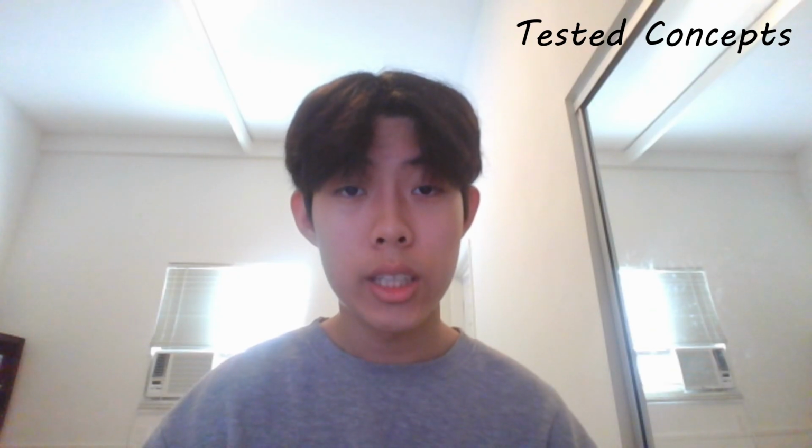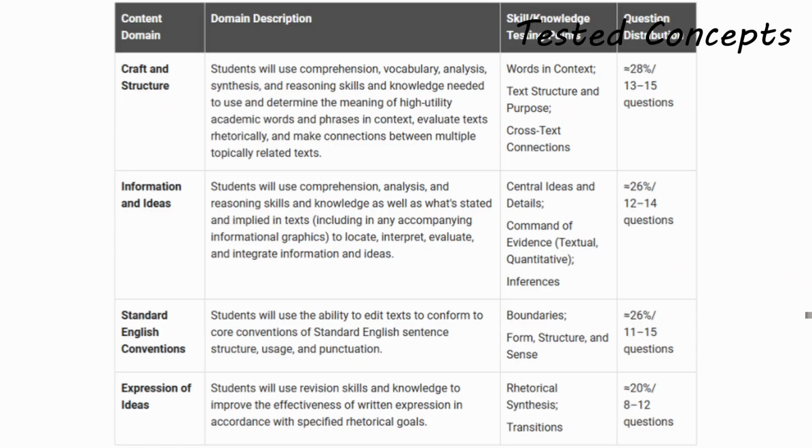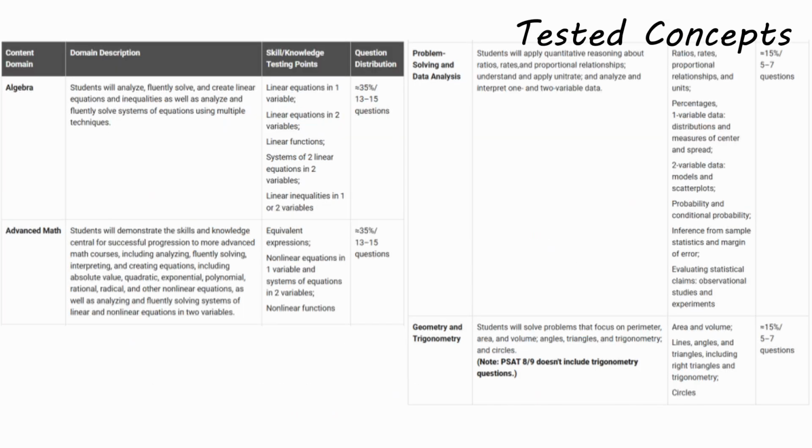In the SAT, you'll be tested on 8 concepts in total. For reading and writing, you will be tested on the following: craft and structure, information and ideas, standard English conventions, and expression of ideas. For math, you will be tested on algebra, advanced math, problem solving and data analysis, and finally, geometry and trigonometry.